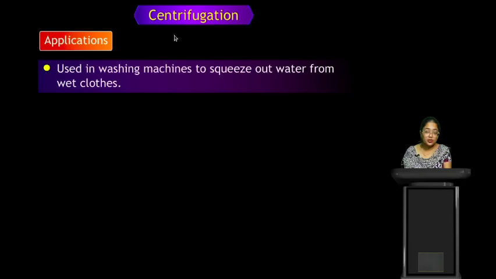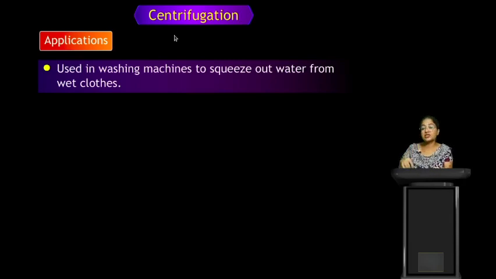It is also used in washing machines to squeeze out water from wet clothes. So when you put clothes in the washing machine, how do they come out? Do you see water dripping from your clothes? No, right? They're usually dry. The water is removed. So what happens in the washing machine? Centrifugation is again applied in the washing machine to squeeze out the water.